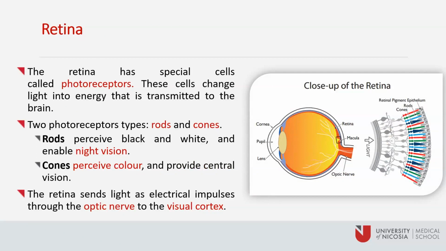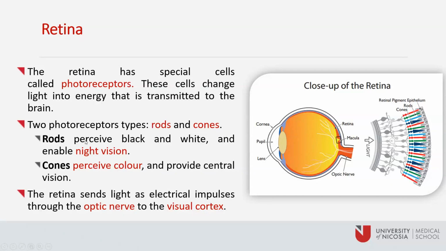We know that within the retina, which is at the back of the eye, we have specialized cells, which are called the photoreceptors. So what's their function? The photoreceptors basically change the light into energy, and they transmit this to the brain. And we do have two types of photoreceptors. We have the rods and the cones.